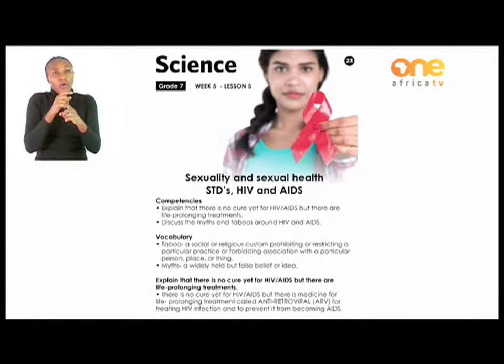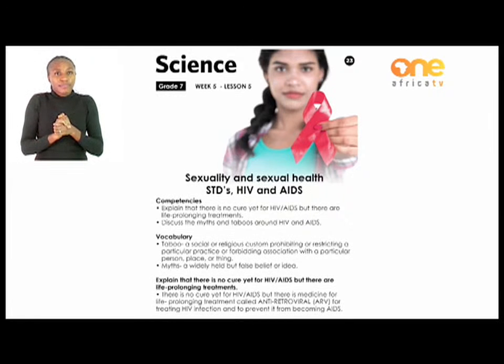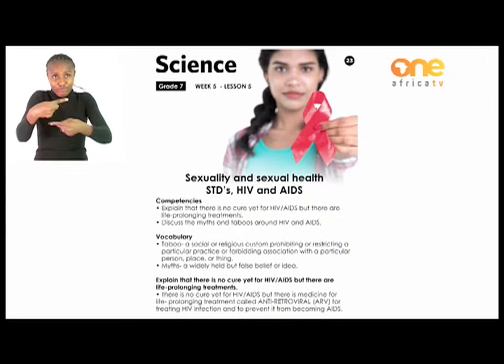Explain that there is no cure yet for HIV, but there are life-prolonging treatments. There is no cure yet for HIV, but there is medicine for life-prolonging treatment called antiretrovirals, or simply known as ARVs, for treating HIV infections and preventing them from becoming AIDS.